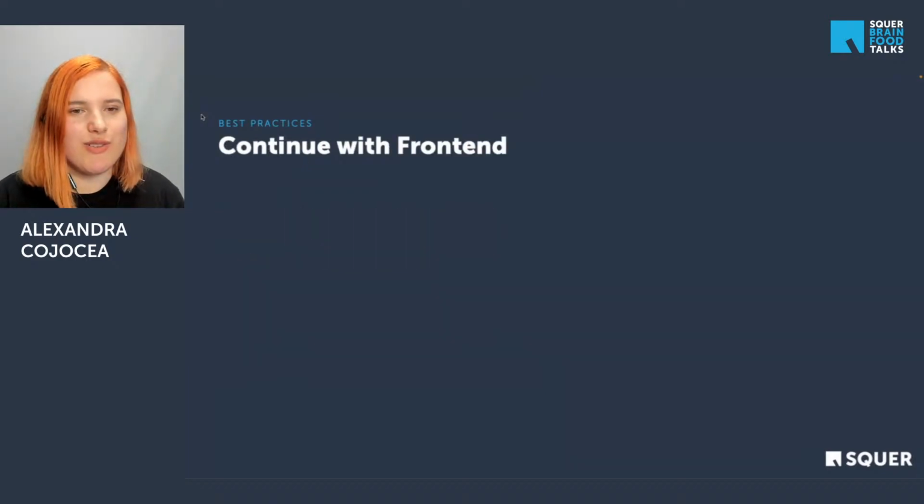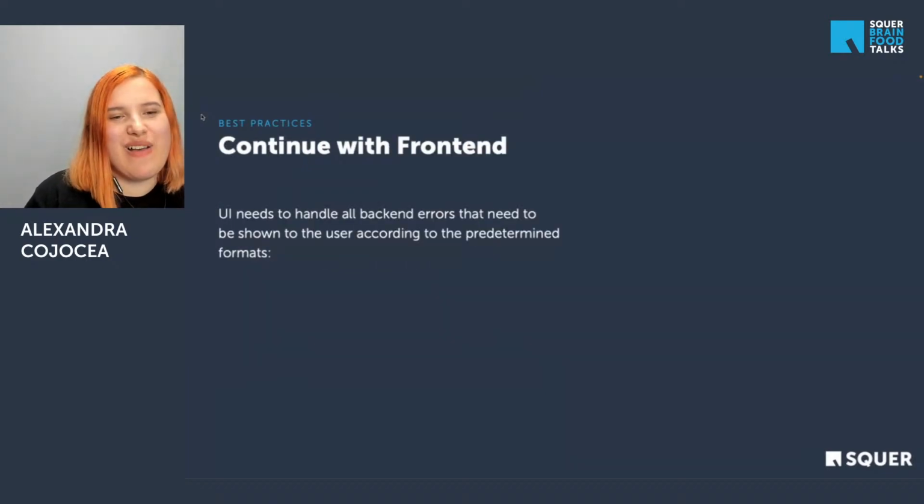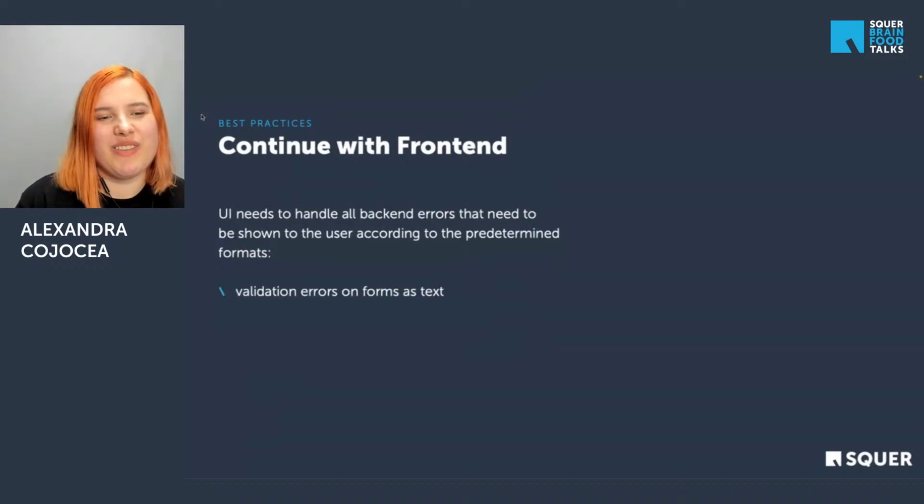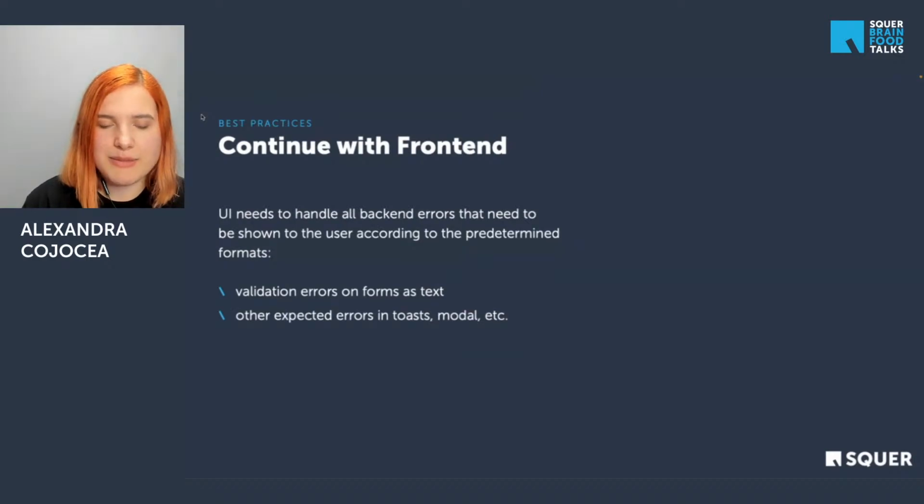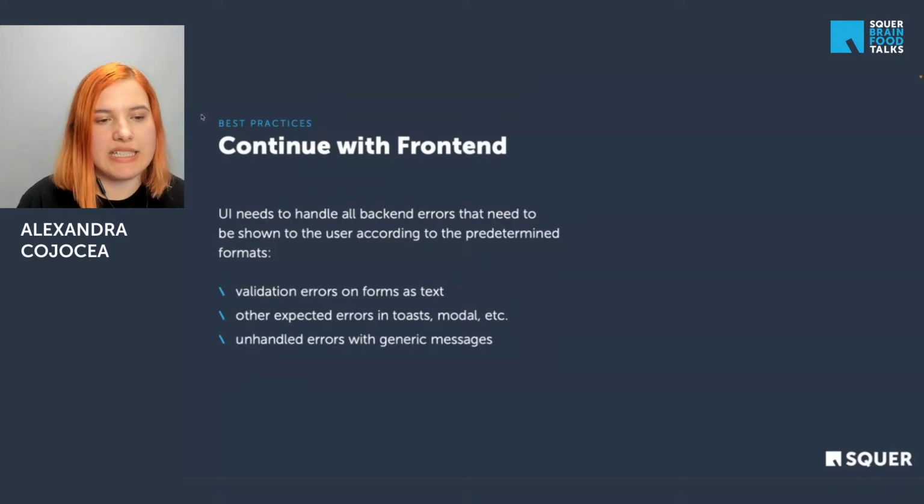And since I've started already talking about the front end, of course, the types of error formats that we define at the back end need to be handled in your front end. I would encourage you to display validation errors on forms as text. The other expected errors in a toast, modal, or some sort of cohesive format, whichever makes the most sense for your product. And the unexpected errors, I would handle with some generic messages.